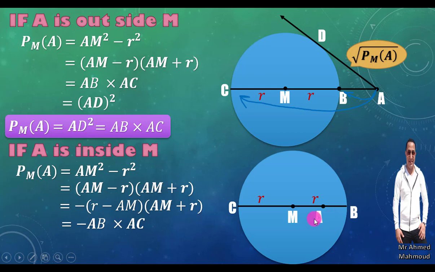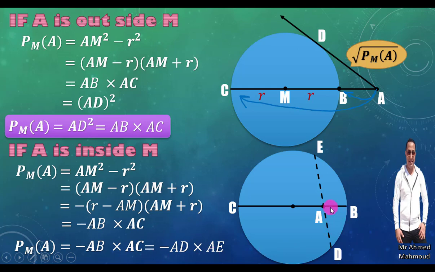Okay, now if I have another chord like this, this is what we studied in lesson 3, the previous unit. Power of the point A equals BA times AC, but negative, and it is equal to AD times AE, in negative, like this. P of A equals negative AB times AC, or equals negative AD times AE. This is a very important rule. Let's study the next question.